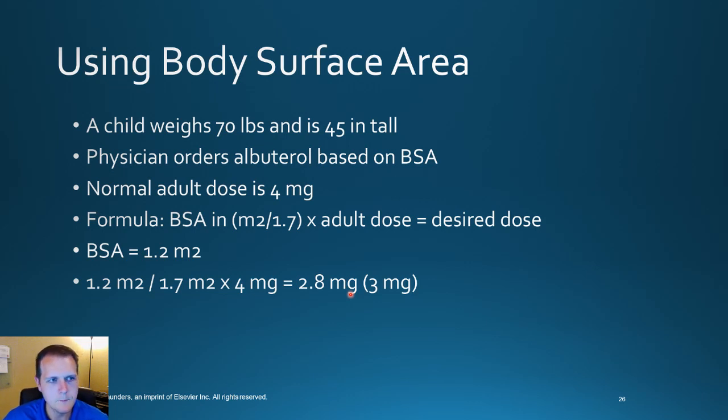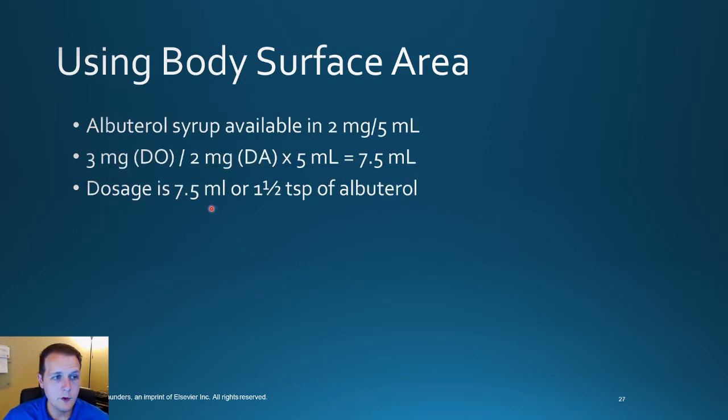So the albuterol syrup that we have is available in a 2 milligram per 5 mL concentration. Now we can figure out how much we actually have to administer to that patient to get the right dose. We have 3 milligrams, which is the dose ordered. Divide that by 2 milligrams, which is our dose available, and that's per 5 mLs, right? We see that it's 2 milligrams per 5 mLs. We multiply that through, and we end up getting 7.5 mLs total. So that's the dose we would need to get to our patient. Or if you want to convert that back into teaspoons, you would just say 7.5 divided by 5, and you get 1.5 teaspoons.